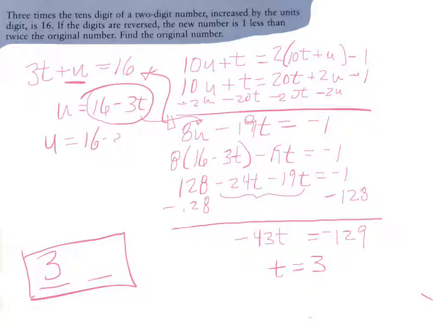Okay, so we can put it back in here for u. 16 minus 3 times 3. This has to be a single digit. 16 minus 9, that's 7. This is 37. These are not easy problems, but we'll work through them and you'll get them here.